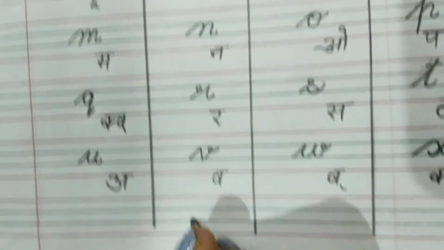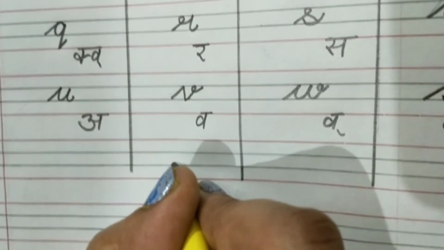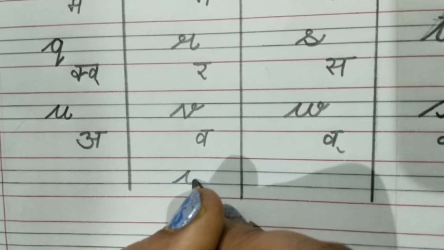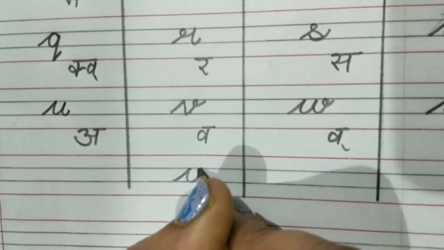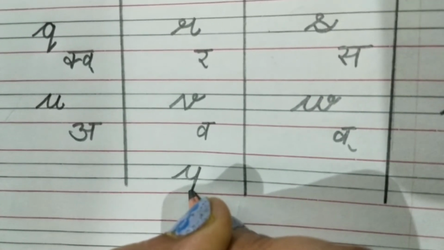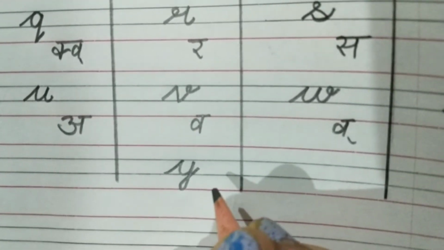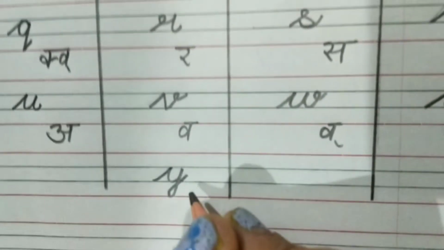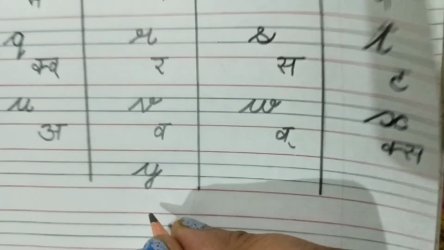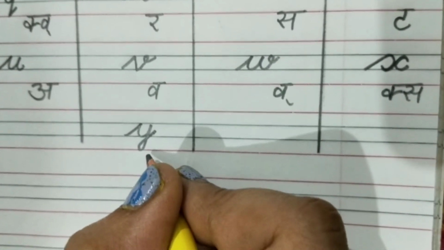Now Y says Y. Make a slant line. Make a U. Turn and come down. Touch the red line and again turn like this. Y says Y. Y yacht, Y yo-yo. Y says Y.